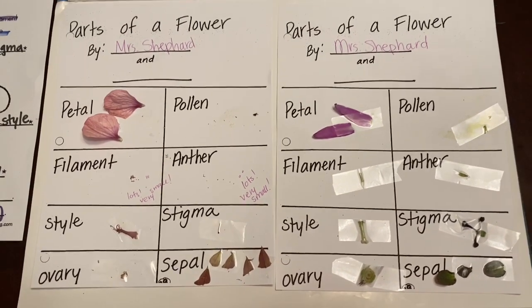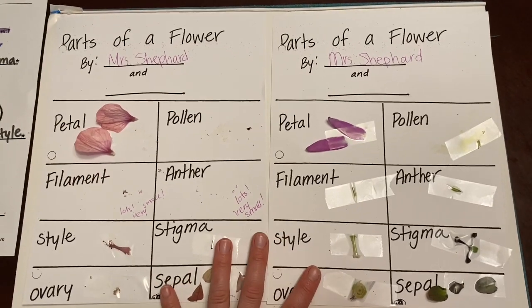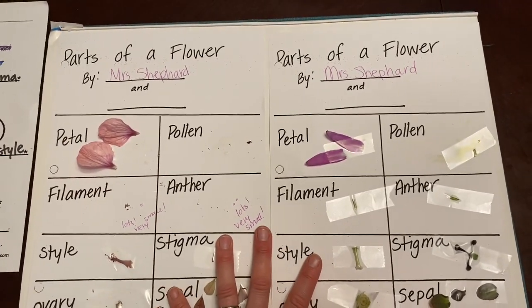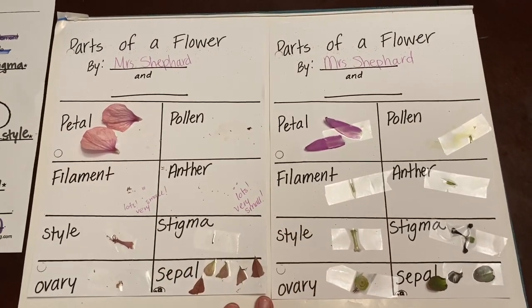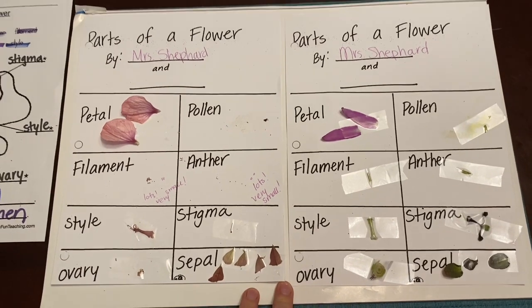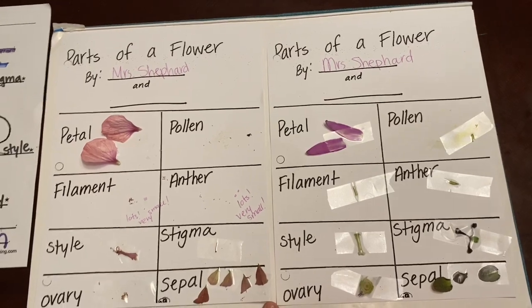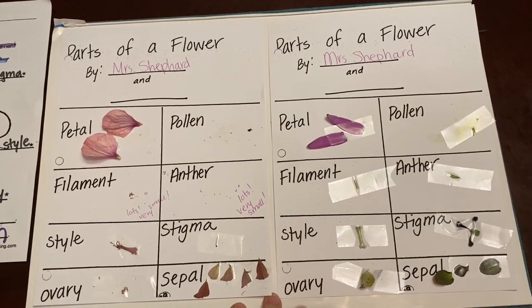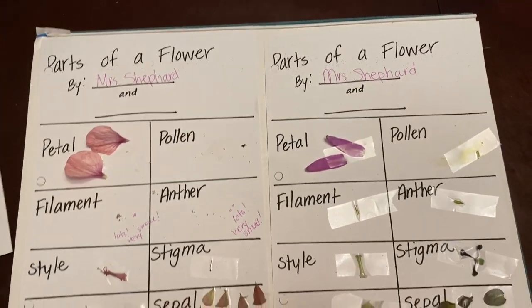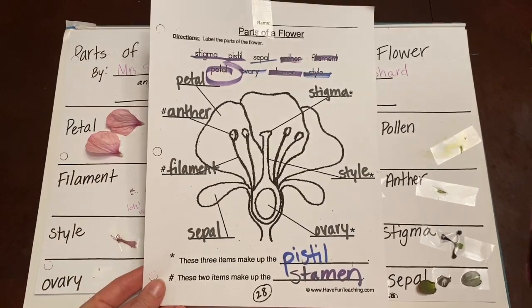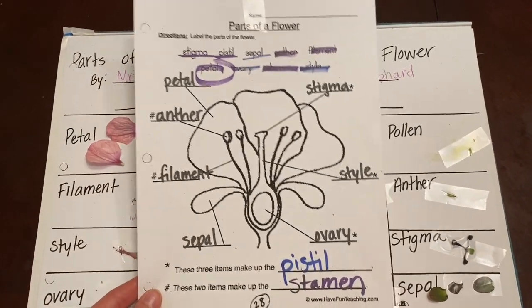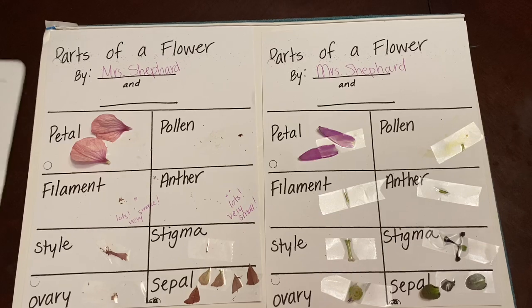and send me pictures, especially of your completed dissection sheets because I find it really fascinating, and it shows that you are being a really observant scientist and finding examples of these parts of a flower in real life. So I hope you guys have had fun this week learning about the parts of a flower.